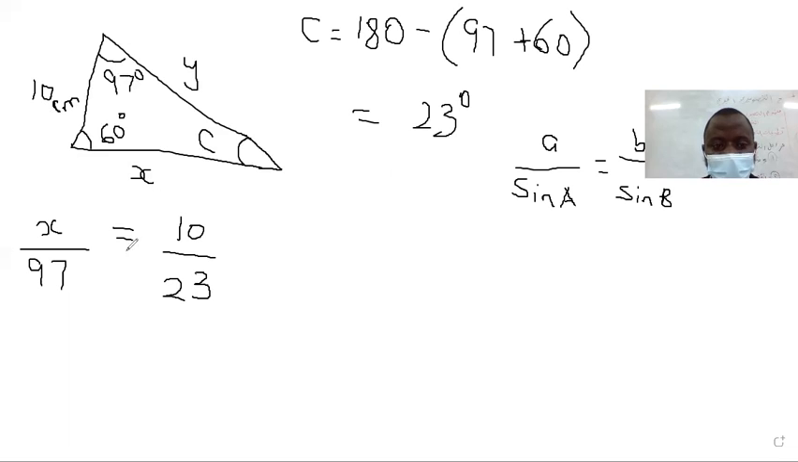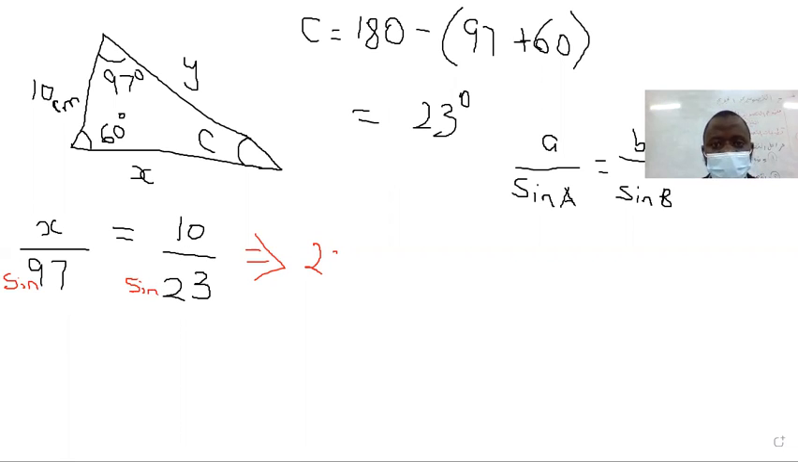So I can cross multiply to find my X. I can cross multiply. So this is going to give me what? This will give me X, 23 multiply X. Sorry, that should be sine, not only 23. That should be sine. Please don't make that mistake that I almost made now. Sine 97, not just 97. And this is also sine 23, not just 23. Sine 23. Are you following?